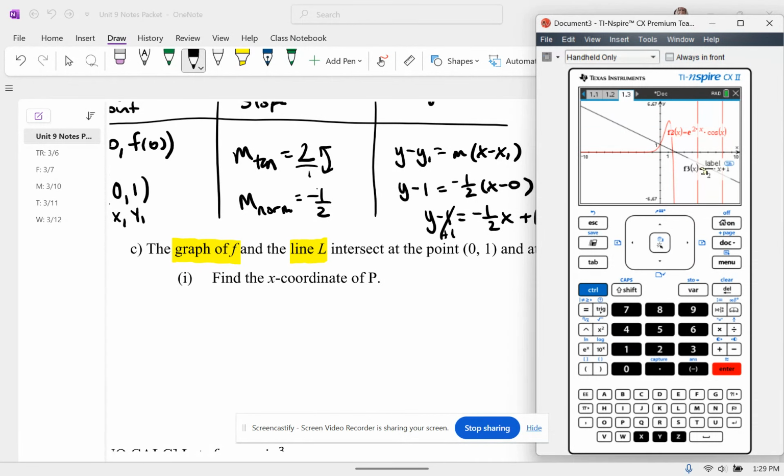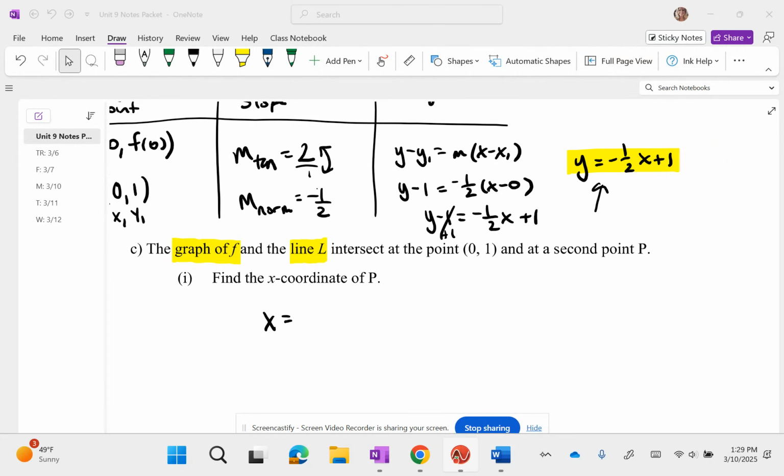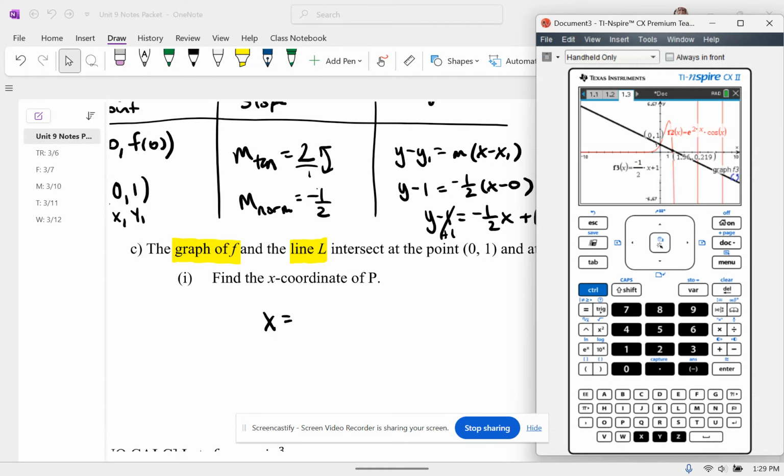Oh my gosh, I can see. Okay, so it intersects one time at (0, 1), so that's going to be right over here. And then it hits it again where? We want to see the second time. Wait, 1.5. I think it's a little bit of a decimal here. Yeah, 1.56. And we just need the x coordinate, so we'll just put the x coordinate, 1.56.